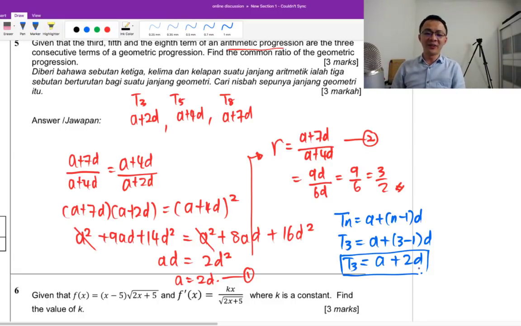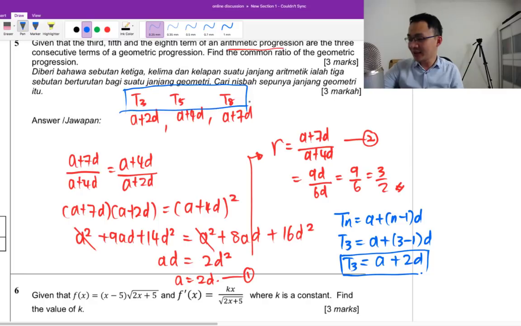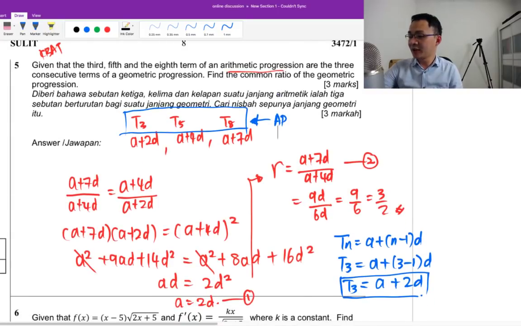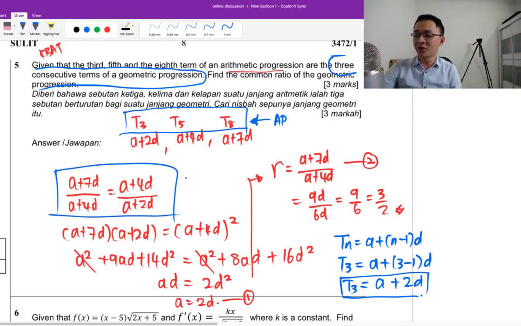Why can T5 divide T3? Okay, this one is actually in AP. If you read the question carefully, this one actually is in AP. The question says third, fifth, and eighth terms of the arithmetic progression are 3 consecutive terms. But when you go to the GP, it will be 3 consecutive terms in GP. So this is the reason why I can do the divide thing, because in the GP itself, these 3 terms actually are next to each other.